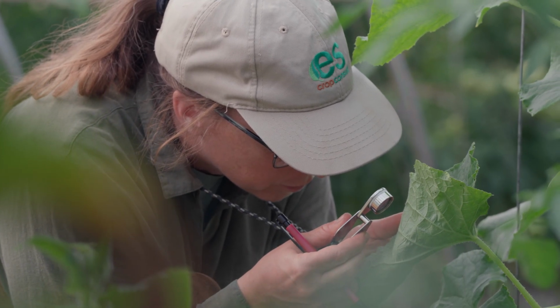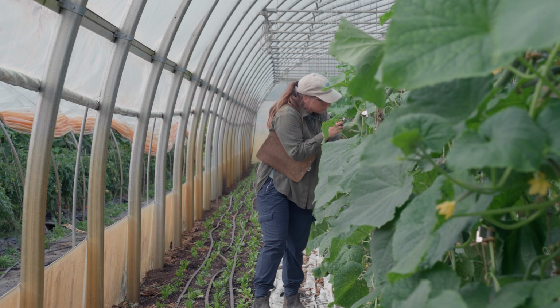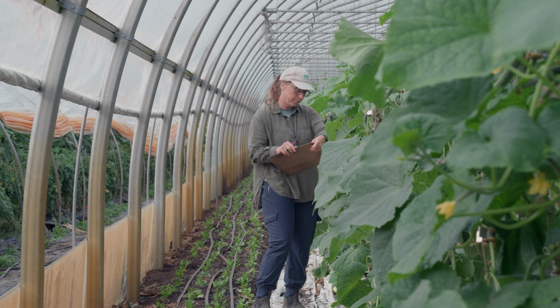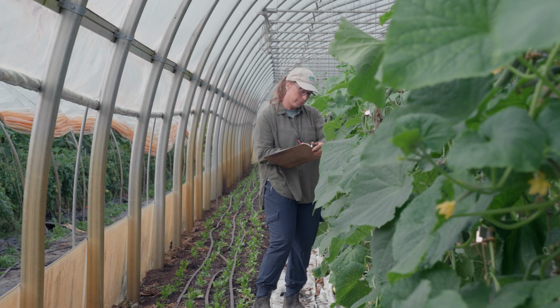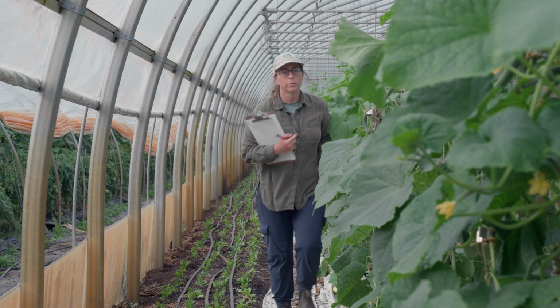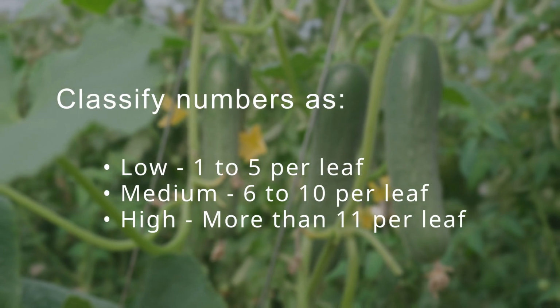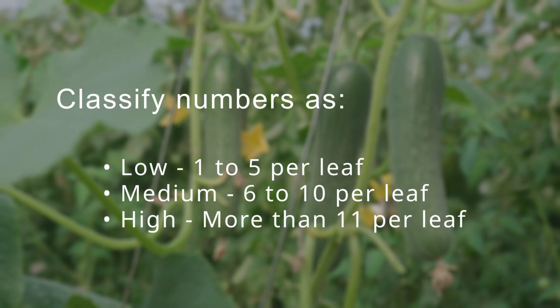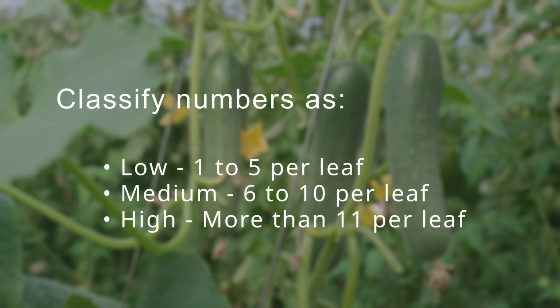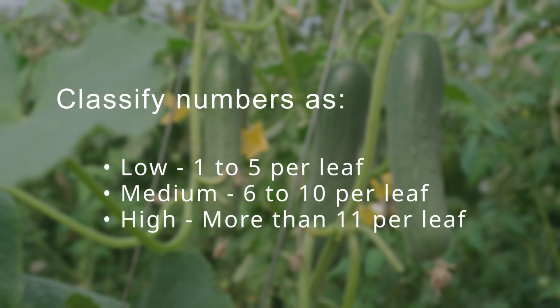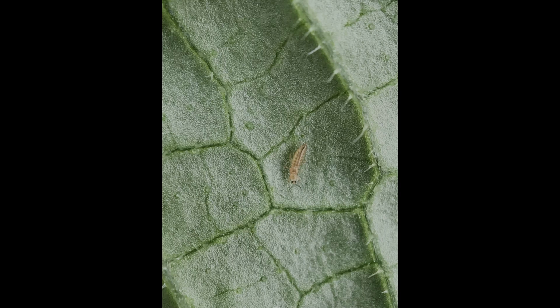Make 1 to 2 passes through each planting, collecting 5 samples per pass, with each sample consisting of 5 leaves. Classify numbers as low, 1 to 5 per leaf, medium, 6 to 10, or high, more than 11. Using the same protocol described for mites, also look for thrips and keep record of the numbers. Predator numbers should also be recorded.